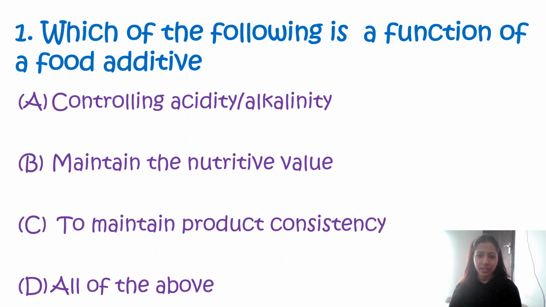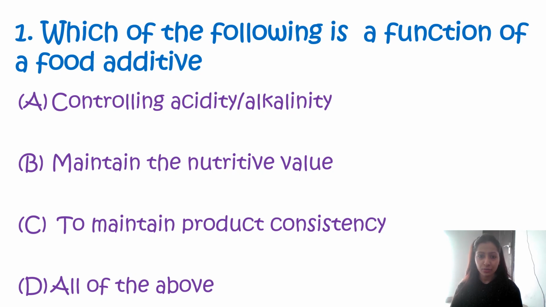Which of the following is a function of a food additive? Option A, controlling acidity alkalinity. B, maintaining the nutritive value. C, to maintain product consistency. D, all of the above. So, which of the following is a function of a food additive?